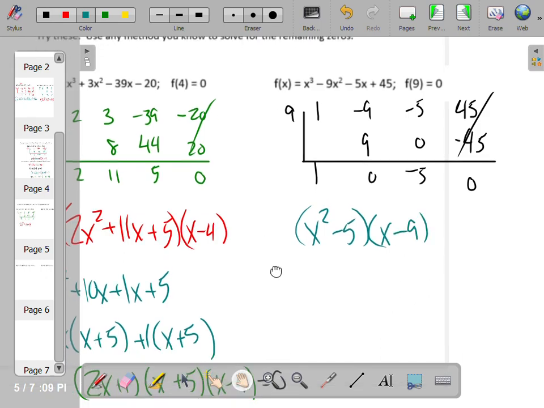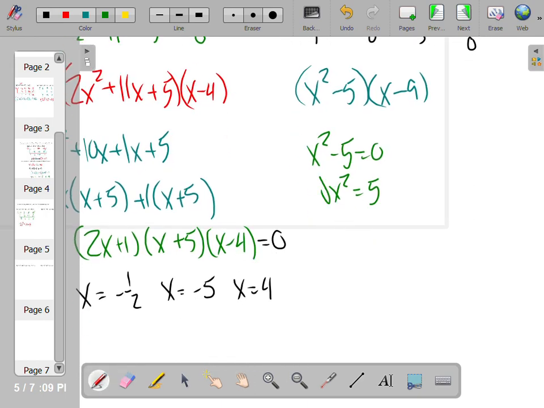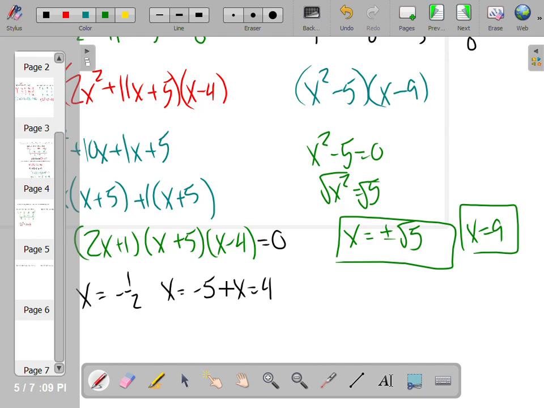Now, this isn't factorable, but I can still solve this. I can still figure out when x squared minus 5 equals 0 by solving using square roots. I don't have to do the quadratic formula. Square root both sides, and you get x equals plus or minus radical 5, plus we already knew that x equals 9. So we're factoring, and we're solving, and we're combining a lot of different ideas.